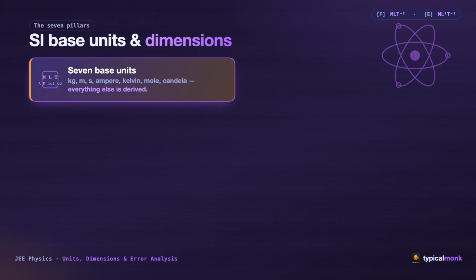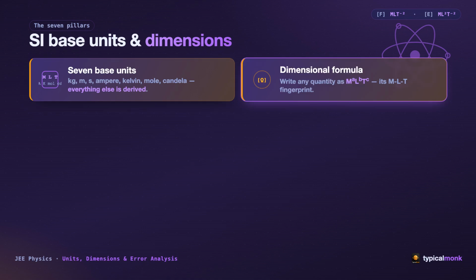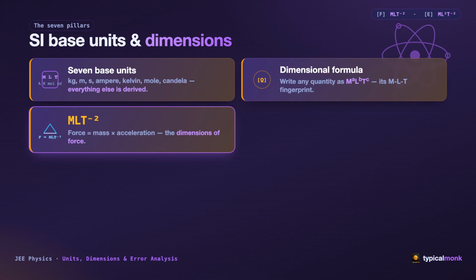Physics rests on just 7 base units: the kilogram for mass, the meter for length, the second for time, and then the ampere, the Kelvin, the mole, and the candela. Everything else, speed, force, energy, is derived from these. Now, the beautiful idea. Any quantity can be written as mass to some power, times length to some power, times time to some power. We call this its dimensional formula. Its MLT fingerprint.